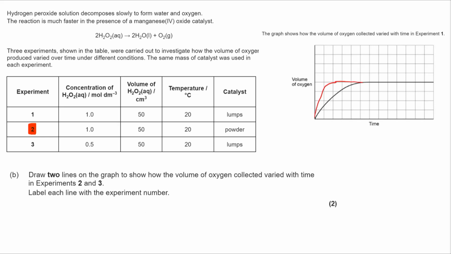When I compare that to green, which is back to lumps, so it's not faster due to surface area, we've got half the concentration. So we know that the lower concentration lowers the rate, so it's a less steep line. But also if I halve the concentration, I've got half the amount of H2O2 in a given volume. So I'm only going to make half the volume of O2. So it has to finish at half height.